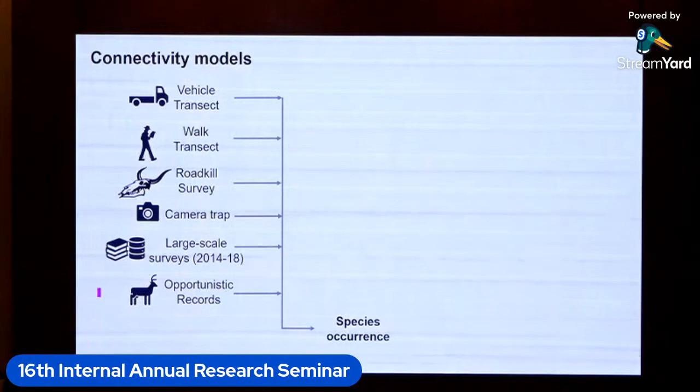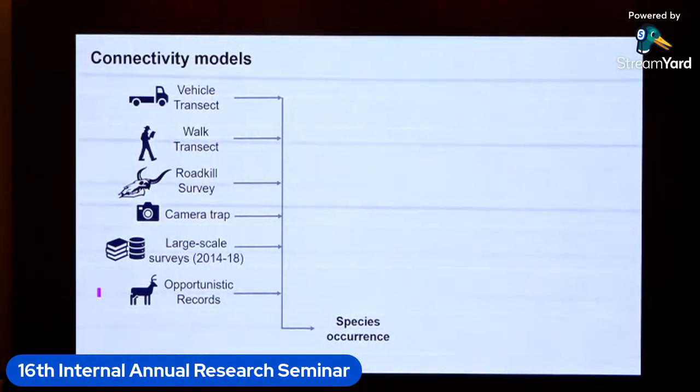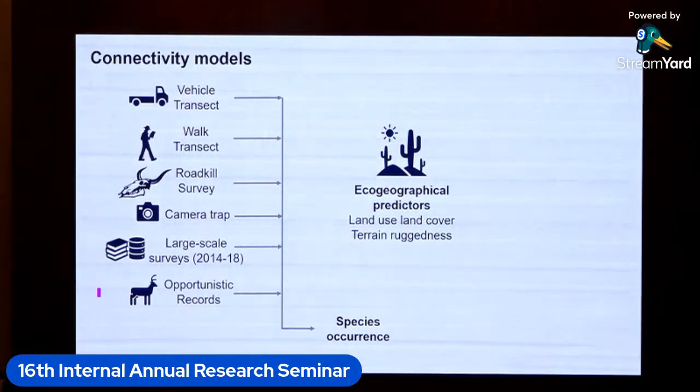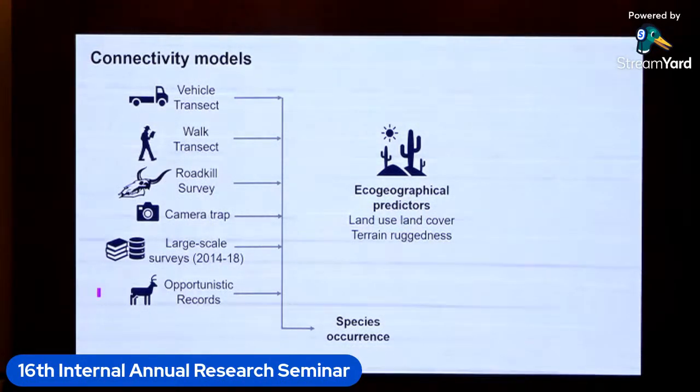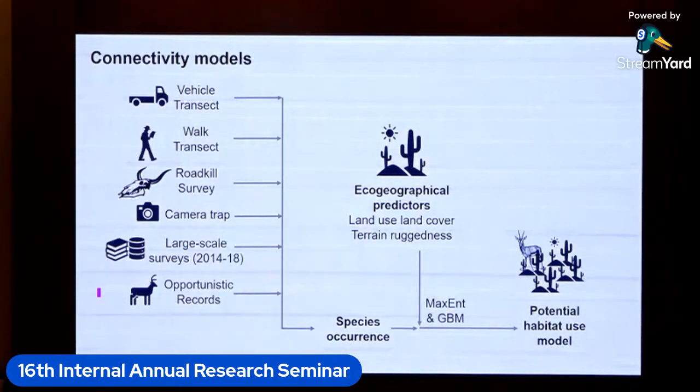So in total, we got a bundle of species presence records showing the presence status of key species, our chinkara and desert fox, and we modeled those key species using ecogeographical variables. Ecogeographical variables are basically proportions of land use cover classes. In our case, it is proportion of grassland, proportion of agricultural land, stabilized dune, and barren dunes, along with terrain undulations. So we generated an ensemble potential habitat use model by assembling 2 models, that is maximum entropy and gradient boosted regression model. The ensemble model shows the relative habitat use for both the species.